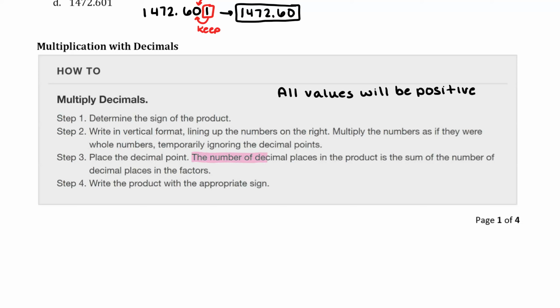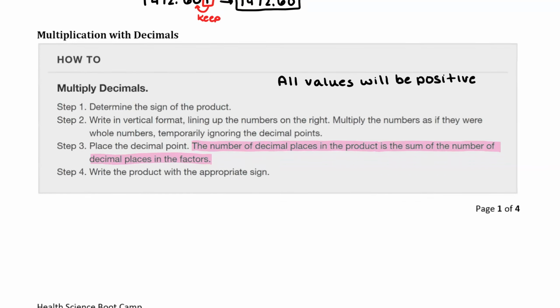The number of decimal places in the product, so the product is your answer, is going to be the sum of all the number of decimal places from the factors. So you're going to look at each factor, each number that you multiplied, and you're going to count the number of digits after the decimal point. So those are the number of decimal places. And the total number of decimal places between all the numbers you're multiplying is how many decimal places your final answer should have.